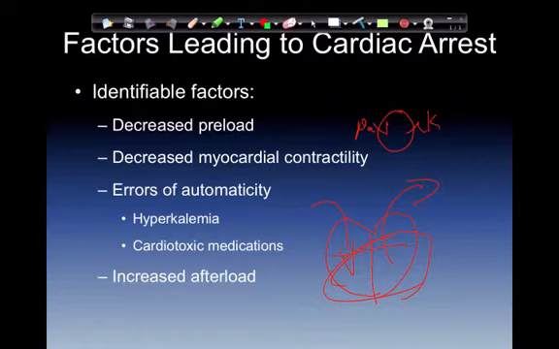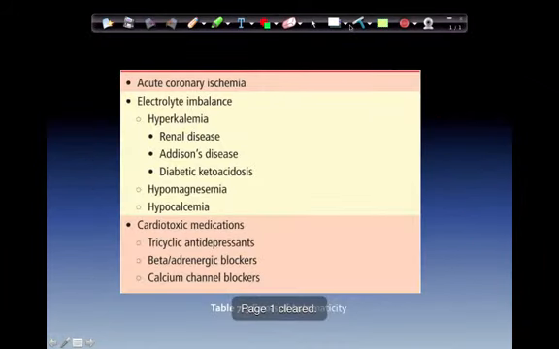And then cardiotoxic medications. Things like beta blockers, calcium channel blockers, all are high on our list. Digoxin would be too. Or an increased afterload. If there's too much pressure in the vessels, and the heart's having to work too hard against that, eventually we're going to go into failure. So acute coronary ischemia, electrolyte imbalances like hyperkalemia, renal disease, Addison's disease, diabetic ketoacidosis, low magnesium levels.